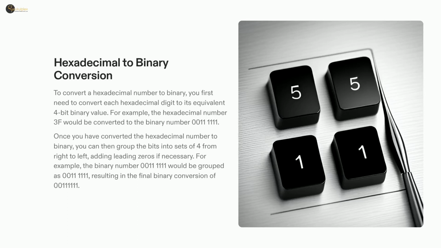We will explain to you how to get the binary equivalent of any hexadecimal number. We will show you how to divide each hexadecimal digit into its 4-bit binary form and how to group the binary bits from right to left, including adding leading zeros when necessary. After this, you will have a clearer picture of how these two number systems interact, and you will be able to convert hex to binary with no problem.